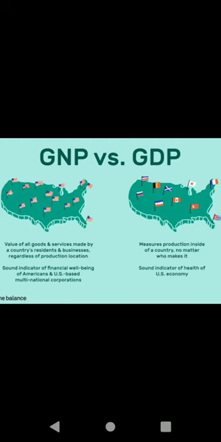Okay, GDP means what? Gross domestic product. It is the total value of output of goods and services produced by the factors of production within the geographical boundaries of the country. Within our country, inside the country.